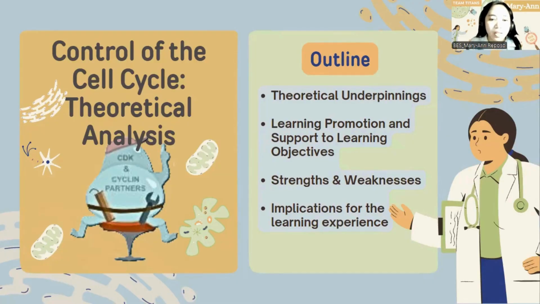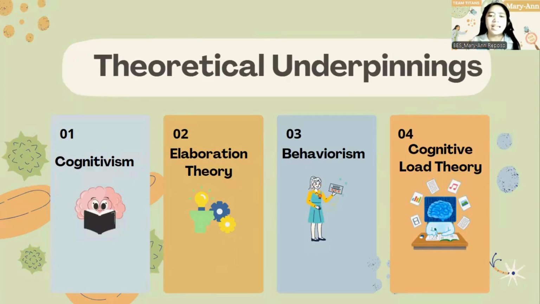Let us now discuss the theoretical analysis of the game's educational potential. One of the notable theoretical underpinnings of the Control of the Cell Cycle is cognitivism. The theory argues that learning involves thinking other than stimulation and reinforcement. Moreover, it highlights mental processing in learning. This can be observed when the game requires its player to undergo brief lessons related to the cell cycle regulation before playing the main part of the game.